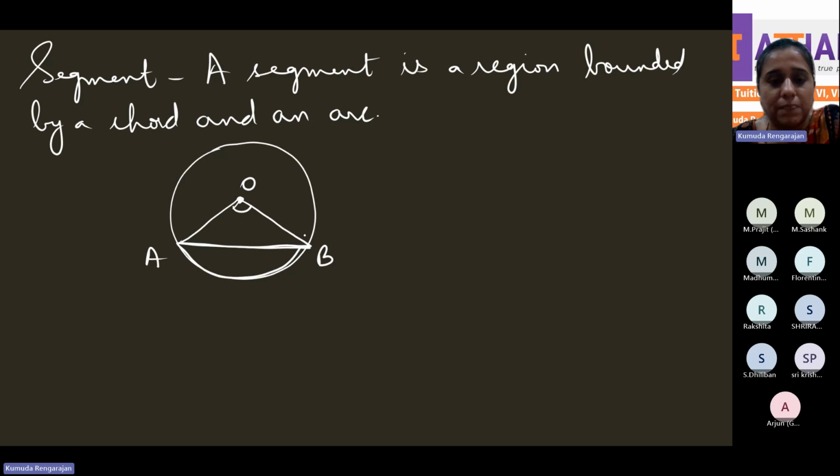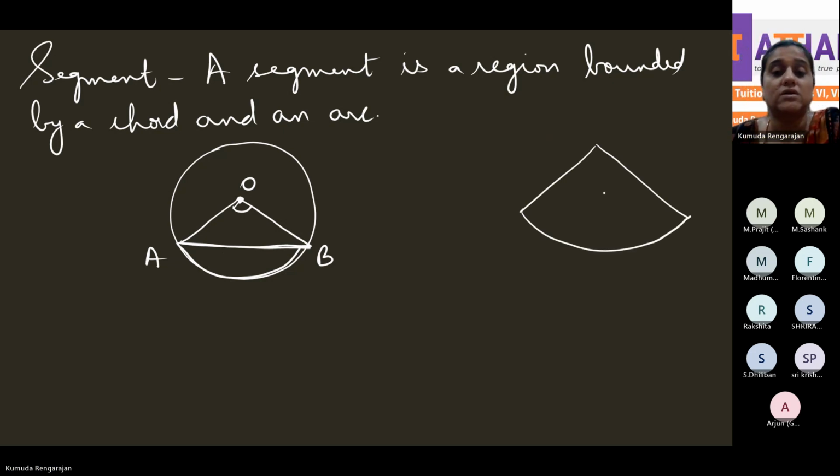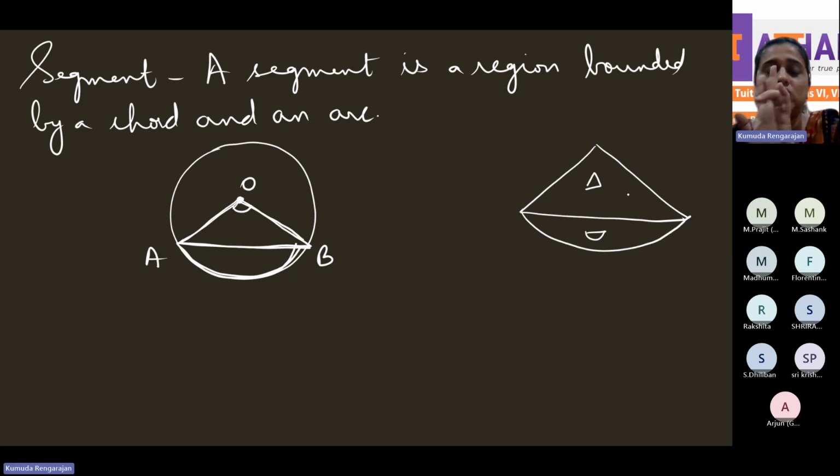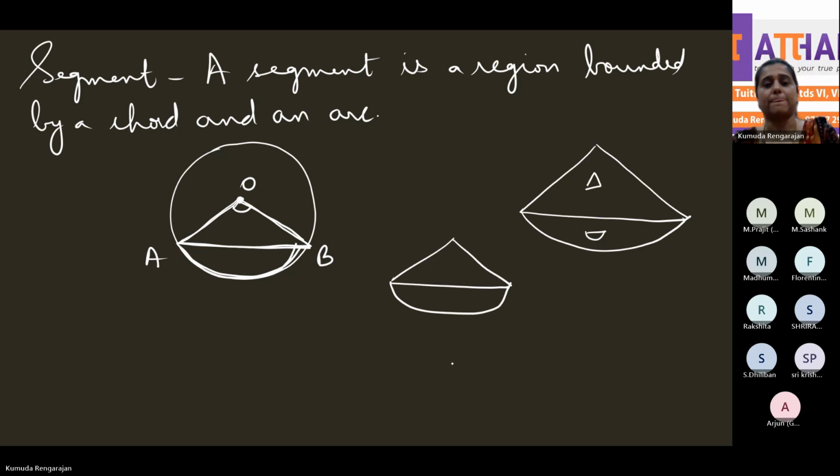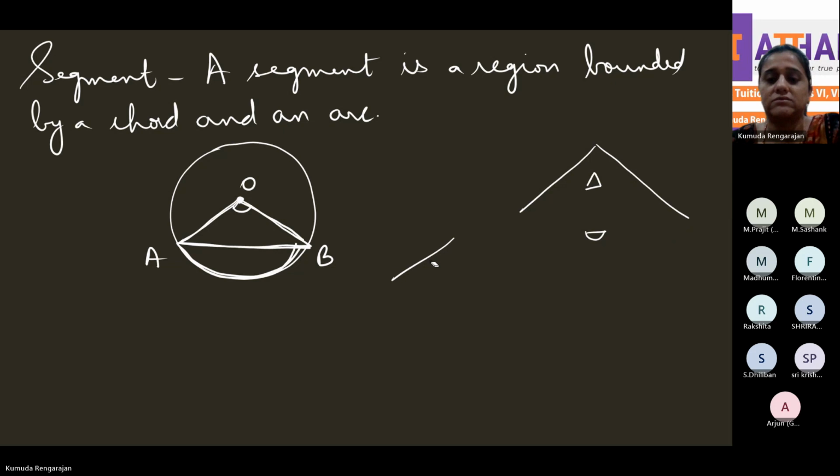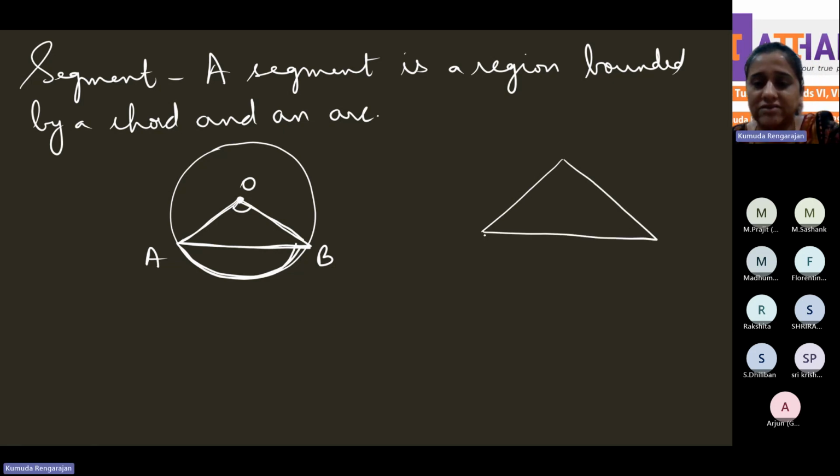So how do we find the area of the segment? Now the sector is actually made up of 2 plane figures. The sector has a triangle and it has a segment. See, this is the sector. You can see that the sector is made up of 2 plane figures. It's the triangle and the segment put together.